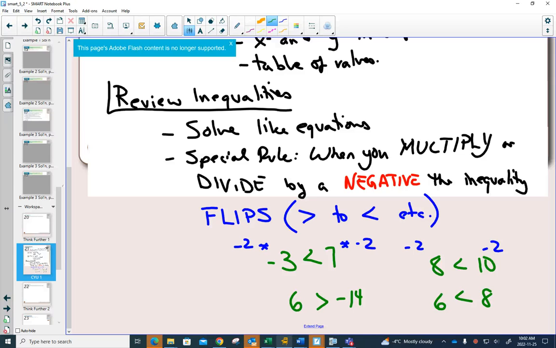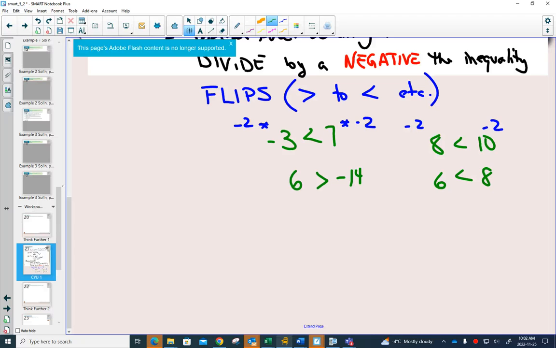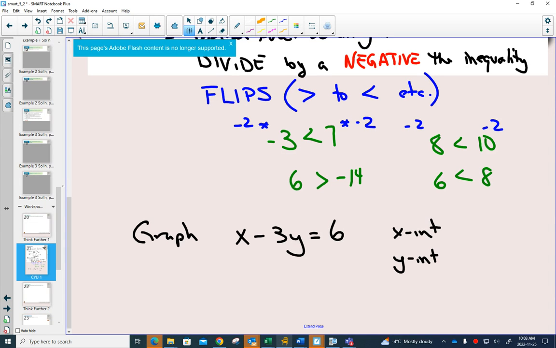What we are now going to do is look at this first example, which says graph, and it's a line, x minus 3y equals 6. So now you have to decide for yourself, do I want to change to y equals mx plus b to graph, or do I just want to find the x-intercept and y-intercept? What will be easier for me? In this one, I'm thinking x-intercept and y-intercept is really easy mental math.